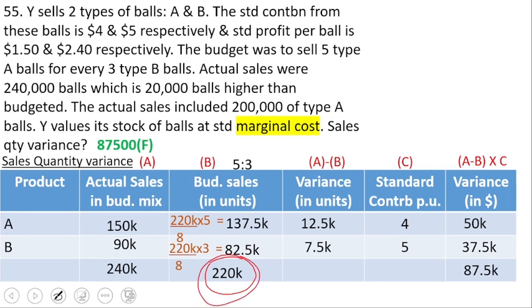And why is it a favorable variance? Because the budgeted sales was just 220,000 units. We have achieved a much higher quantity. We have got a figure of 240,000 units as the actual sales figure. Now moving on to the next question.